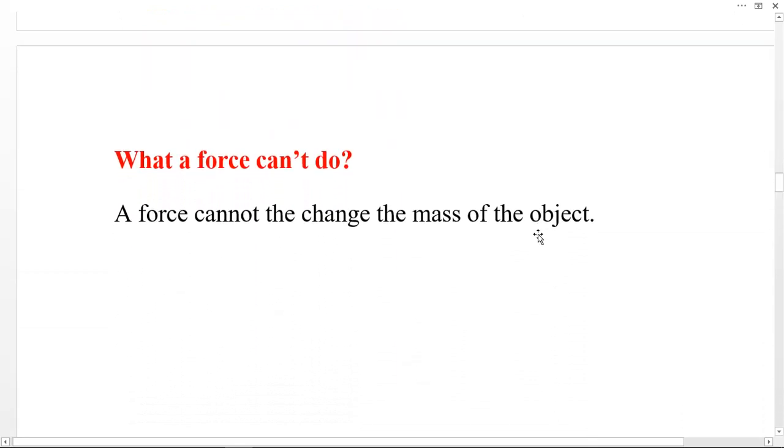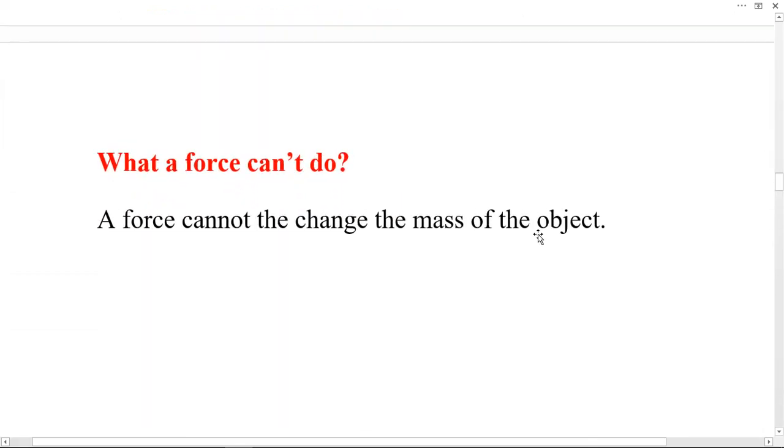But what can a force not do? It's quite interesting that you can change the shape or size of an object by applying force. You can change the direction of the object and you can change the speed of the object, but you cannot change the mass of the object.